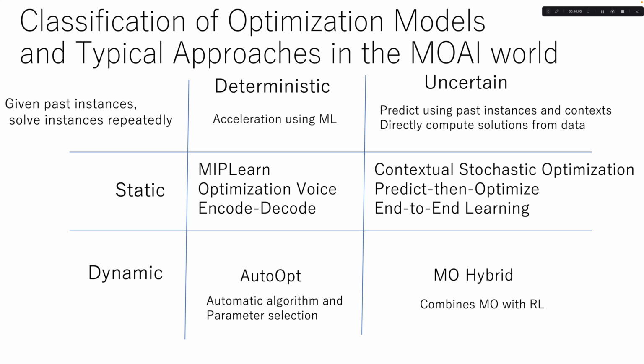MIP-Learn and the Encode-Decode method are potential candidates. Even in deterministic and dynamic cases, automatic algorithm selection can be performed through online learning. In cases of uncertainty and static conditions, after making predictions from past data or auxiliary data, contextual stochastic optimization can be performed. Alternatively, predict then optimize or end-to-end learning, which directly computes solutions from data without going through predictions, can be employed. When dynamic and uncertain, MO hybrid, which combines mathematical optimization with reinforcement learning, can be used.